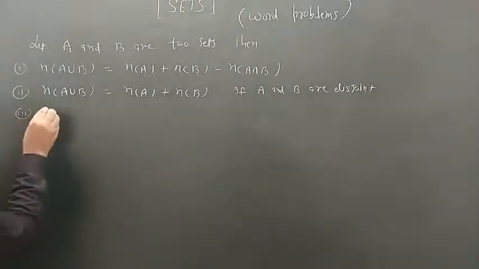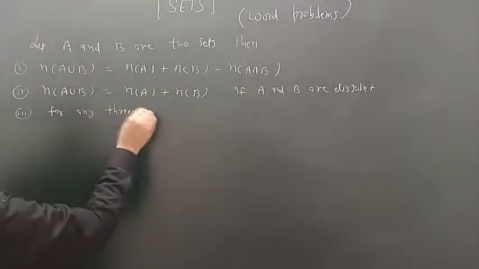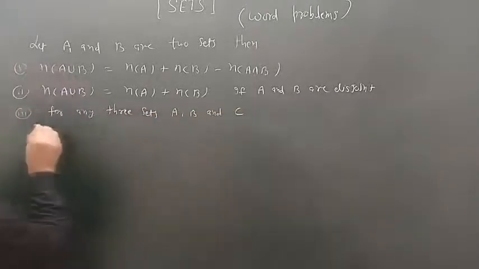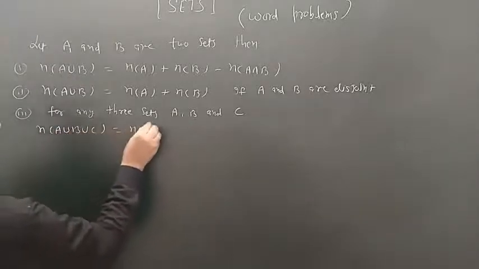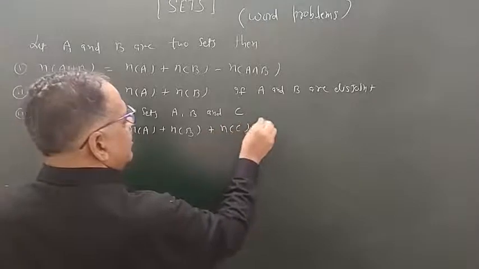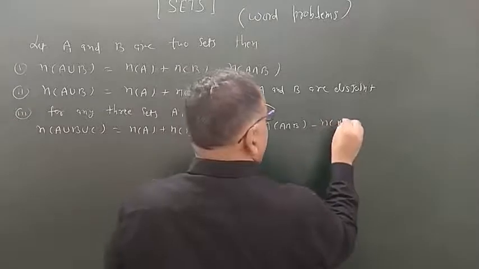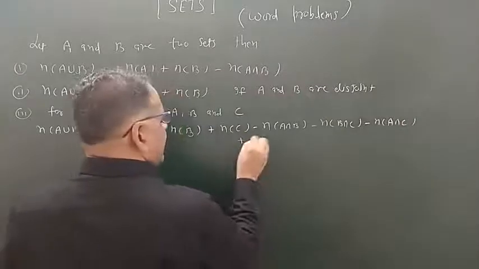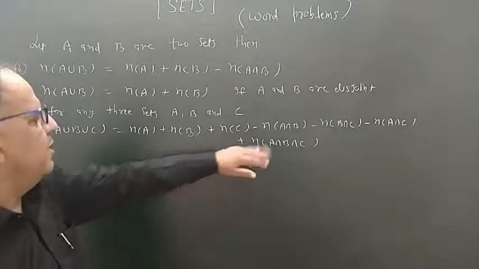Third, for any three sets A, B and C, n(A union B union C) is equal to n(A) plus n(B) plus n(C) minus n(A intersection B) minus n(B intersection C) minus n(A intersection C) plus n(A intersection B intersection C). This is the formula for three sets.